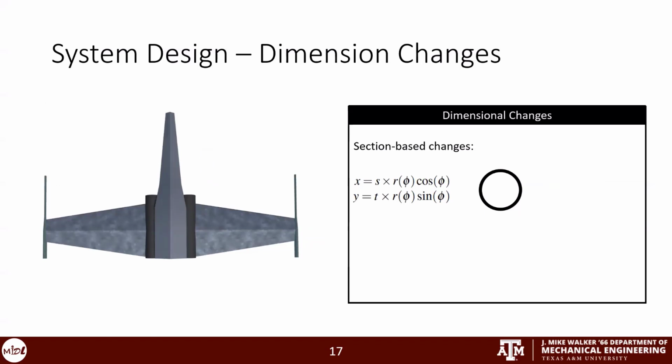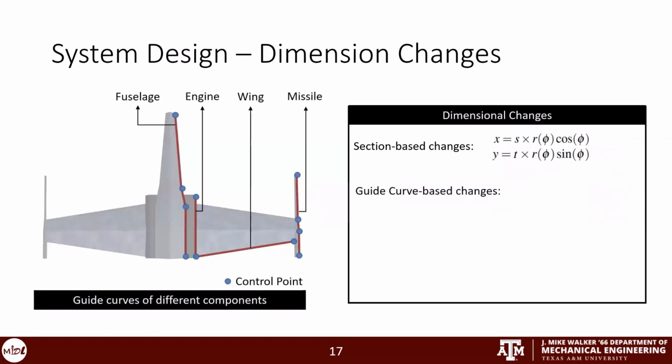The first being the section-based changes, where we added two scaling factors, s and t, to the equations used to find the x and y coordinates. By changing the values of s, we can get wider or narrower shapes, and by changing the value of t, we can get taller or flatter shapes. The next type of changes are the guide curve-based changes.